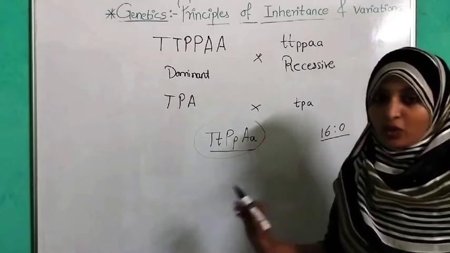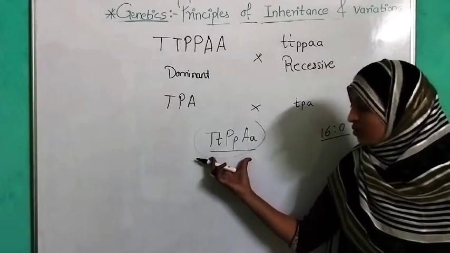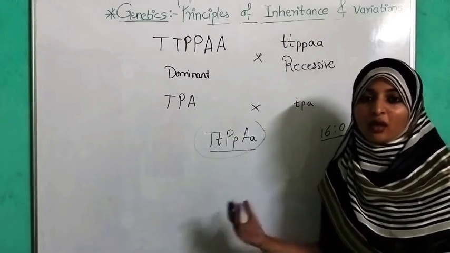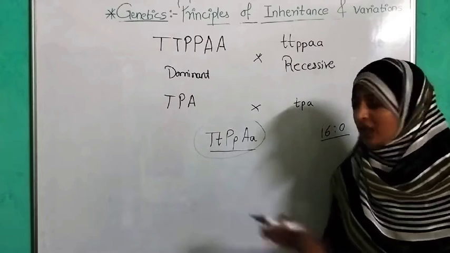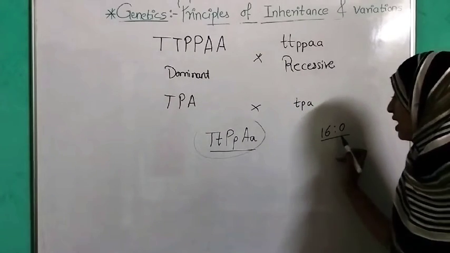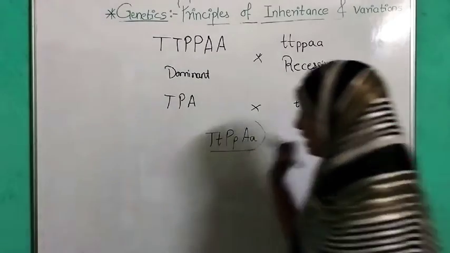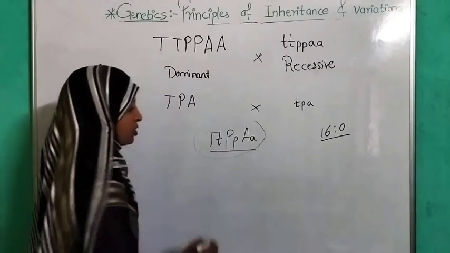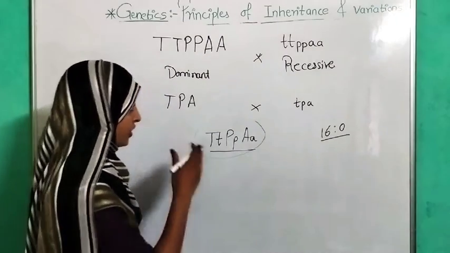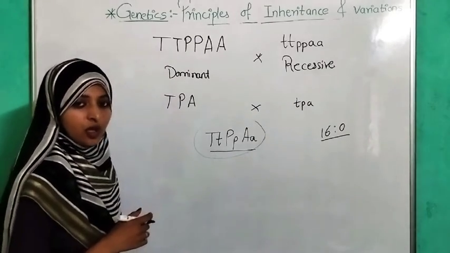Now if we self these offspring, that is, we cross the F1 generation to find the F2 generation. Here we get the phenotypic ratio from the F1 generation as 16 as to 0 and the genotypic ratio as 16 as to 0. Now if we cross these offspring, we need the alleles, so we are going to draw a Punnett square. Before that, we are going to find the alleles.